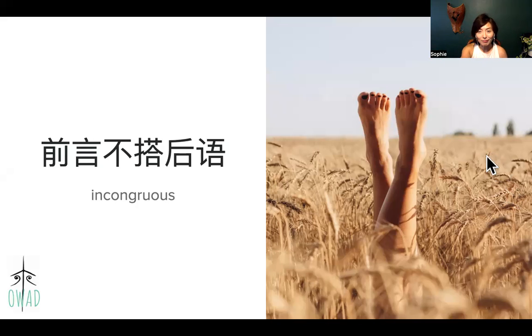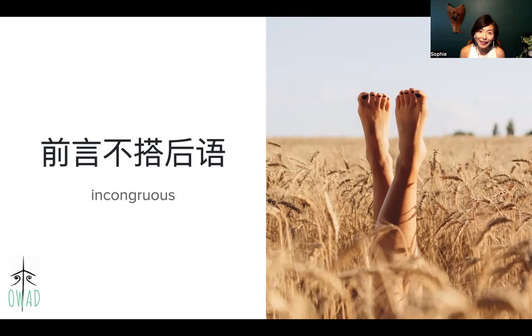So here I use these two feet to represent two arguments or two portions of a dialogue, a meaning. You have a left foot in the front and the right foot in the back. So you have two portions, right? They're not together. They're not lined up. Basically you have two opinions, maybe not talking about the same idea. So that's our 前言不搭后语, and I translate it in English as "incongruous".